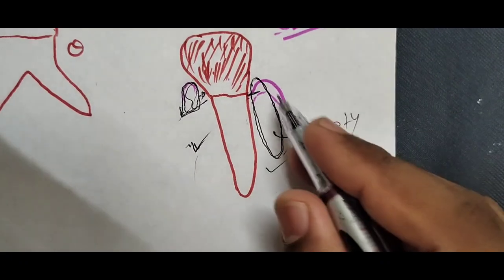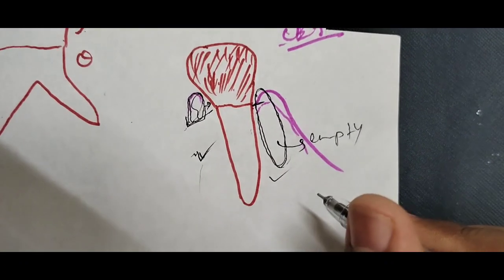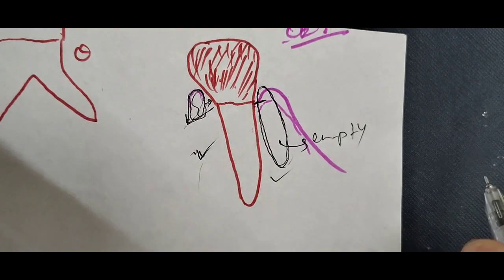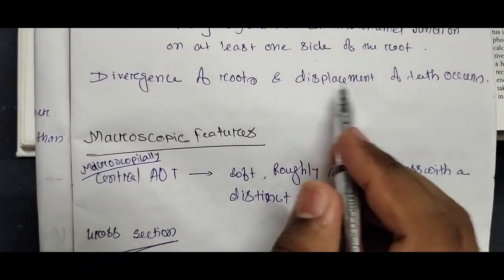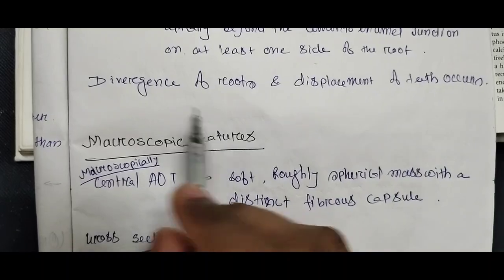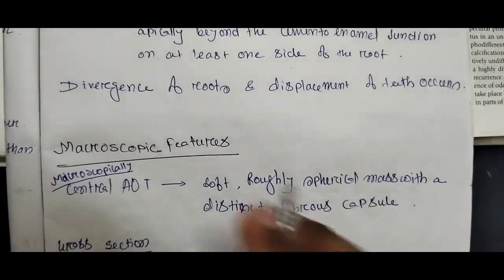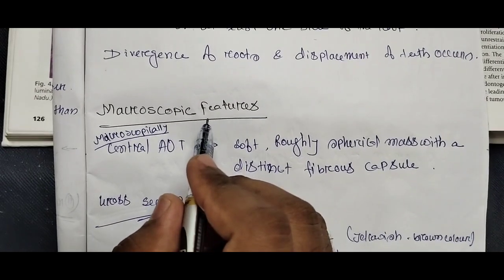With a sclerotic border. Sorry, no sclerotic border; there is a corticated border. Due to this tumor, the root may be divergent or displaced. You see in this radiograph, here you can see the root is divergent.